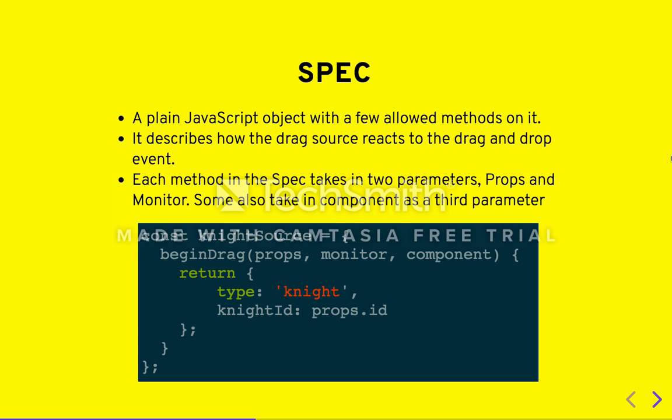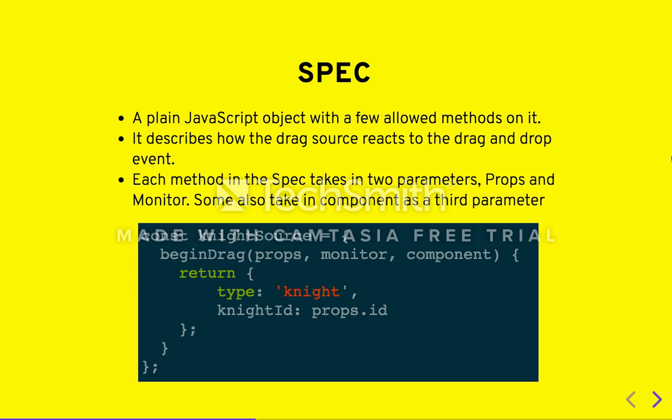Here you can see we have an object called knightSource, and it has only one key-value pair, beginDrag. beginDrag is a function that takes in three parameters, props, monitor, and component, and returns an object with some key-value pairs. The first key-value pair it returns is the type. The type is going to be a knight, and then it also returns a knightId, which we pull off props.id.